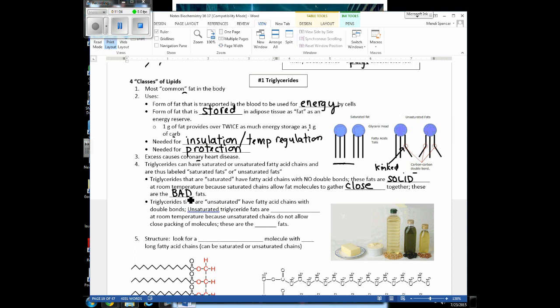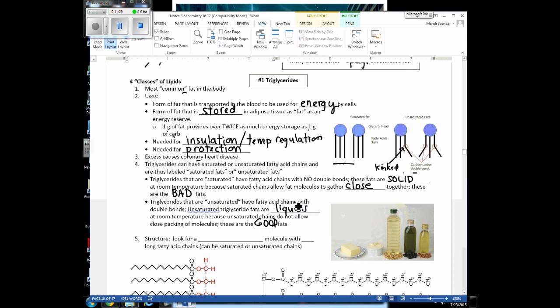Now, your good fats are the fats that are unsaturated. And simply the reason why is because they're going to stay more spread apart, and they're not going to come together and form solids. So these unsaturated fats are going to be liquids at room temperature.